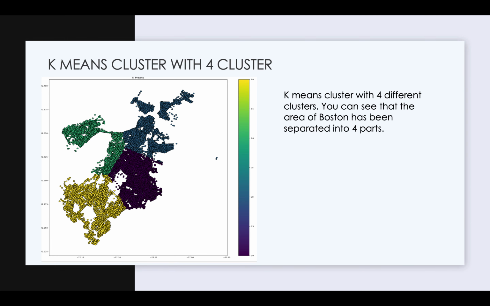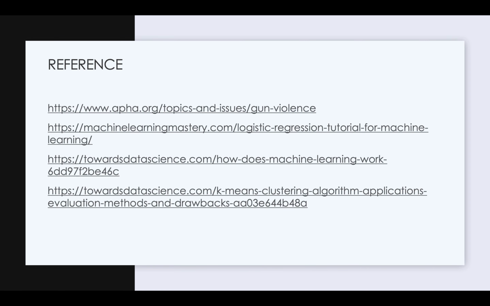Later, I changed the number of clusters to 4 to see how k-means can cluster the records in the dataset. You can see this time it separates the crime records into 4 parts, shown in yellow, purple, blue, and green colors. And the last page is my reference for the presentation.